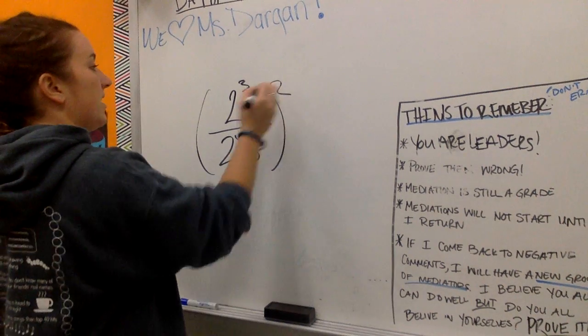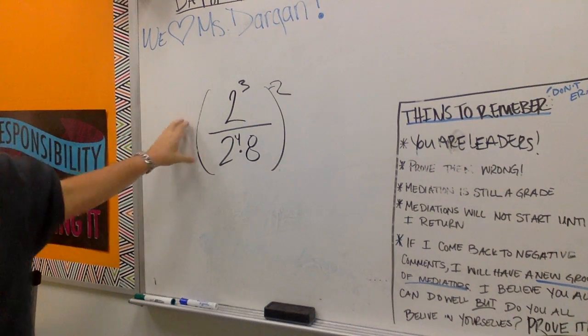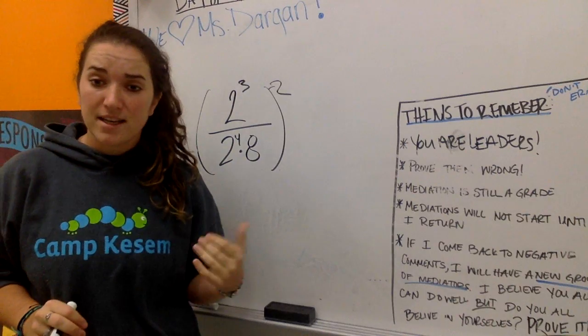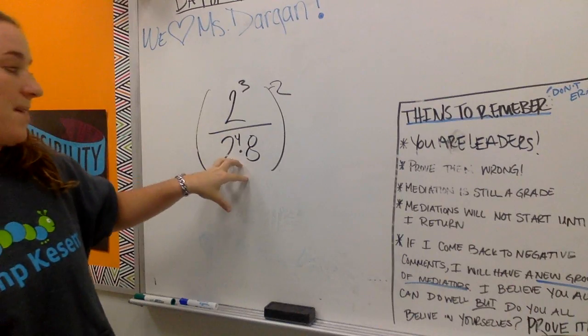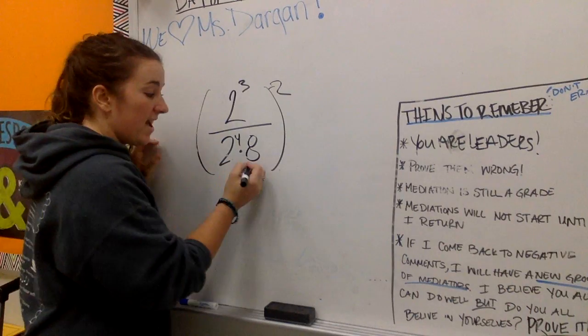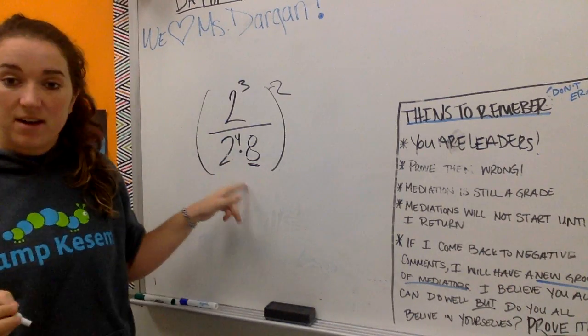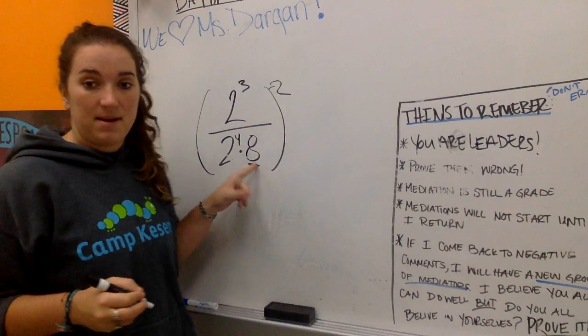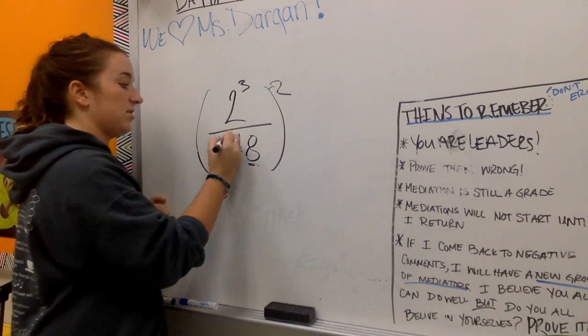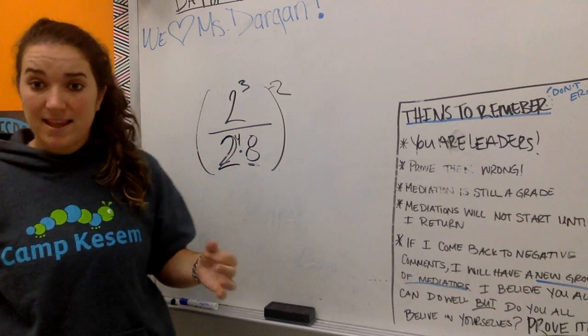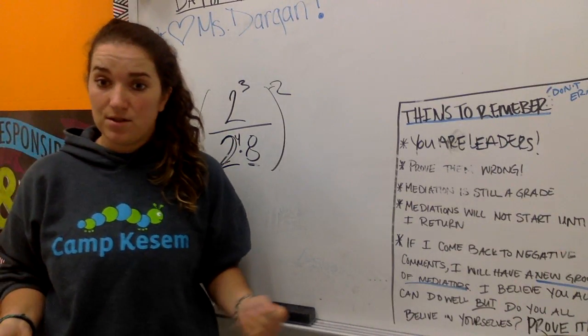All right, for this one, I need to simplify this expression right here. The first question I'm going to ask myself is, do all of these numbers have the same base? No, I have this 8 right here. So I need to figure out if there's a way where I can manipulate that 8 to have the same base as the 2's. Is there a way to manipulate that 8 to have the same base as the 2's?